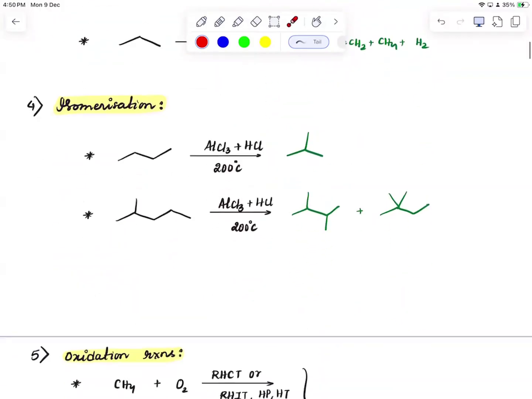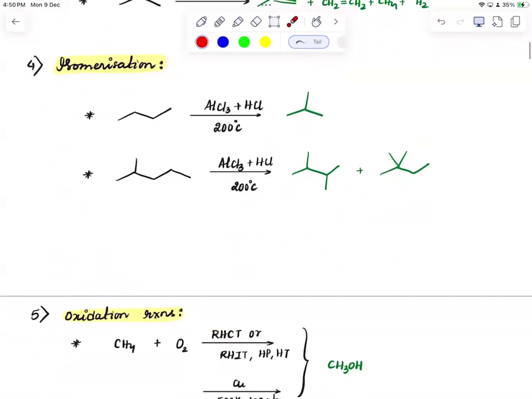Okay. Next one is about isomerization reaction. Now, when it comes to isomerization here, okay, one second. I'll take you through the mechanism also in this case.